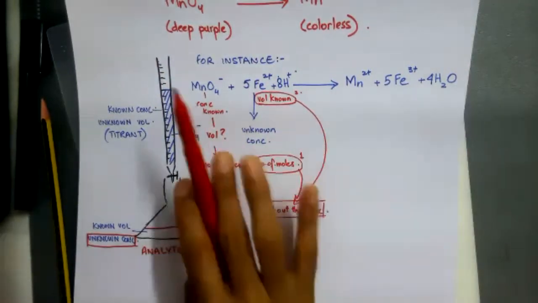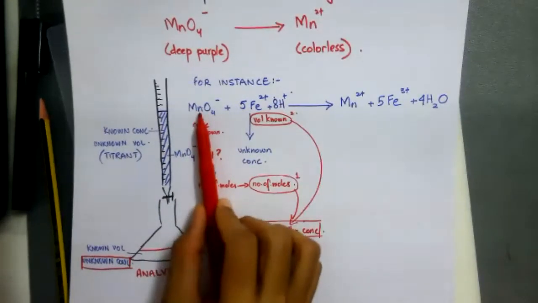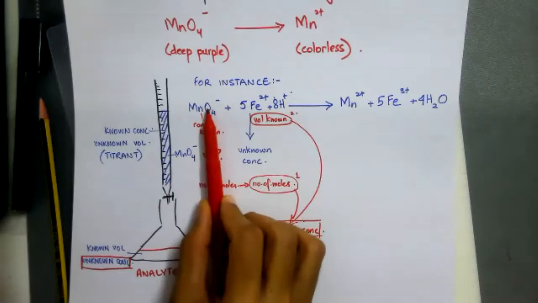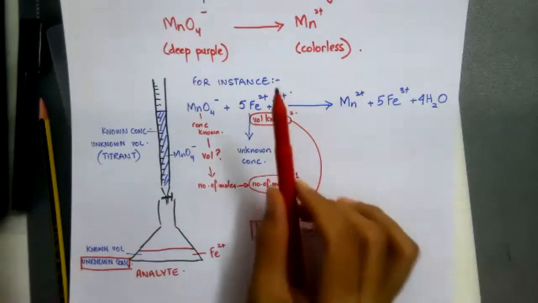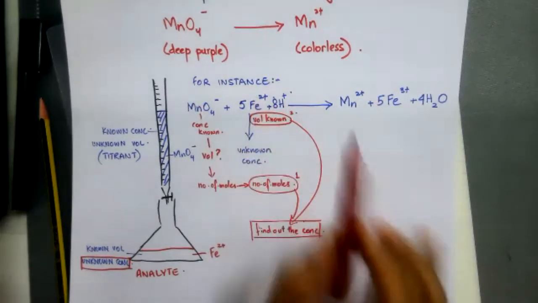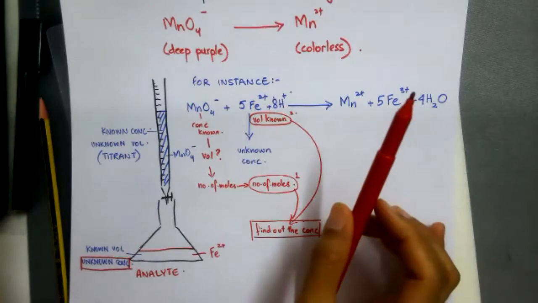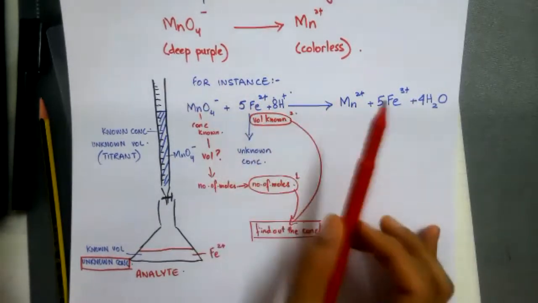Also bear in mind that if one of the reactants is colored, the other should preferably be colorless. And if both are colored, then that's a problem, because they will mask each other, and so it would be difficult.